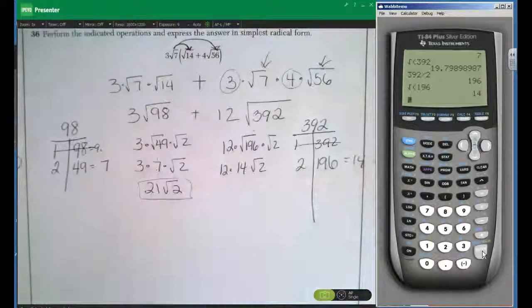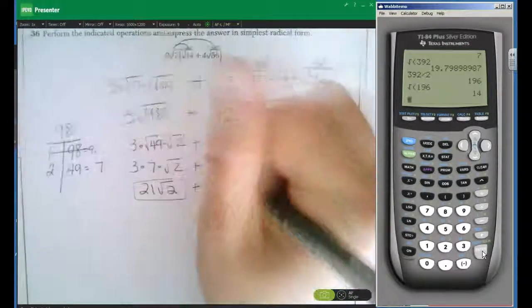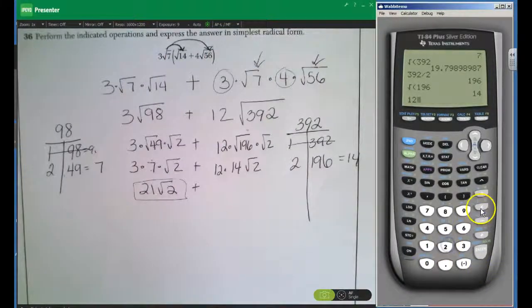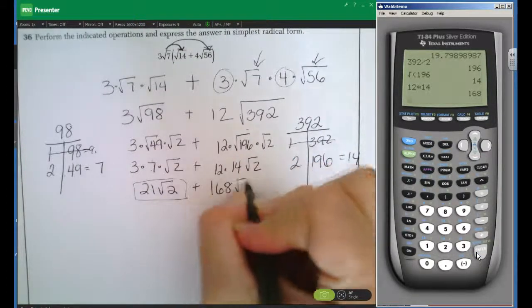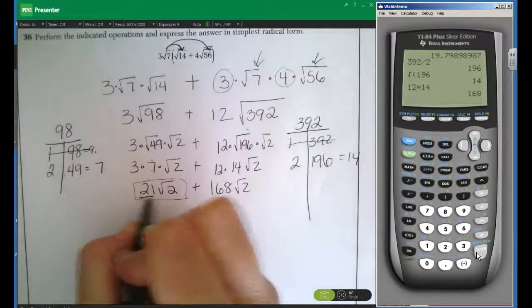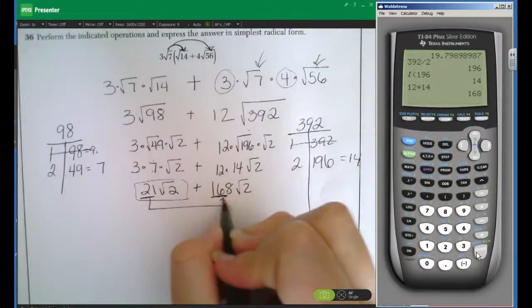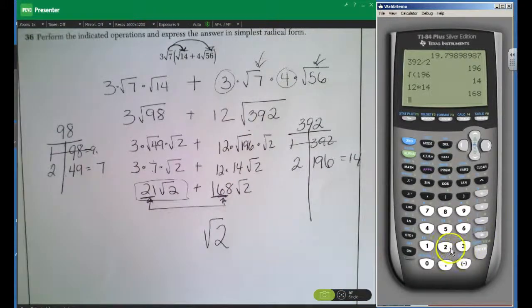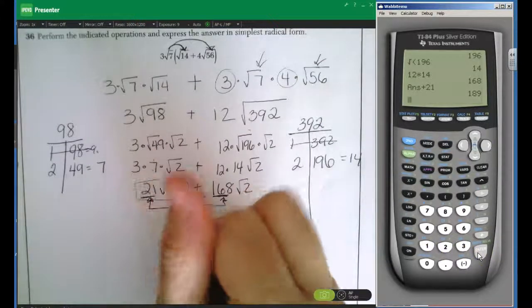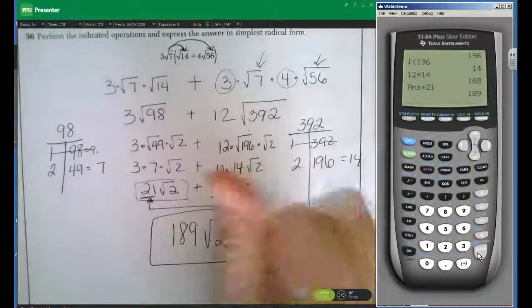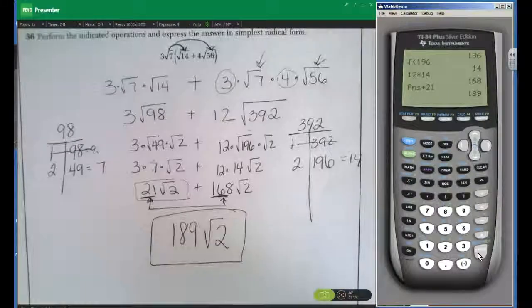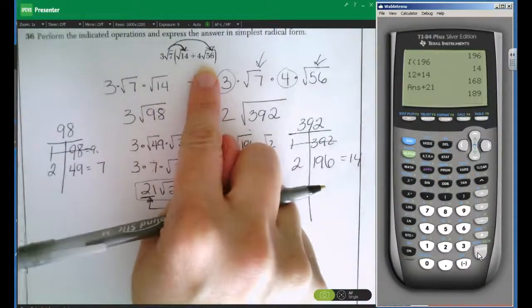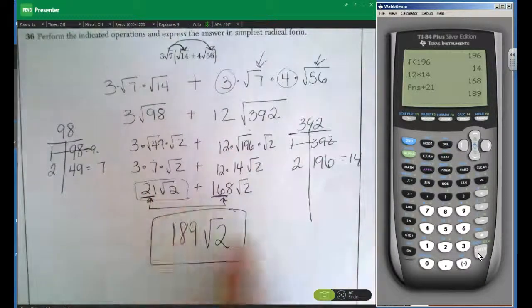Now I've got to multiply 12 times 14 together. Remember, all of these things are being added up. 12 times 14 is 168, square roots of 2. Now I need to add these numbers up and just have the square root of 2 chill out afterwards. So we have 168 plus my 21 from the first term, and I'm left with 189 square roots of 2. That's kind of hard, but that's the answer. First we distributed, then we solved each one separately, and then we combined it.